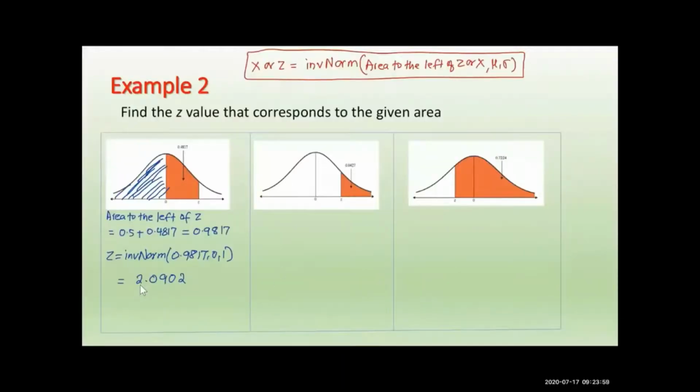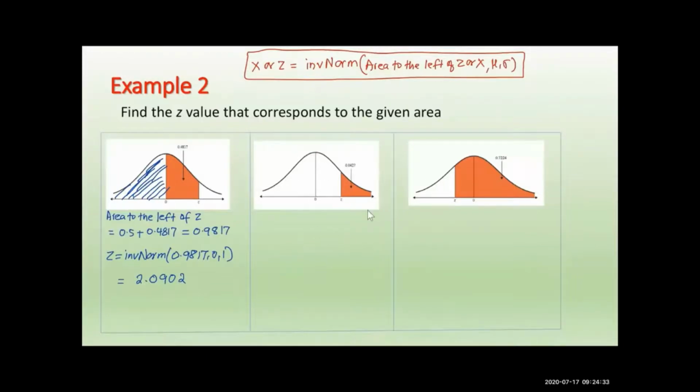So here we got z equal to 2.0902. That makes sense because this is 0, so this must be greater than 0. So maybe somewhere here is 1, so this is a little bit more than 2. So it is 2.0902.